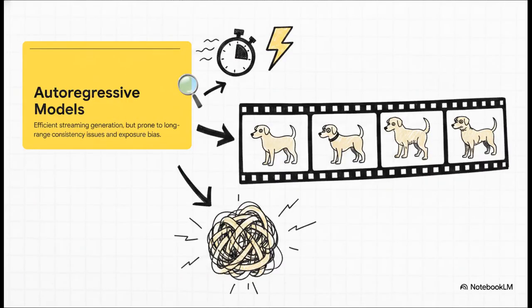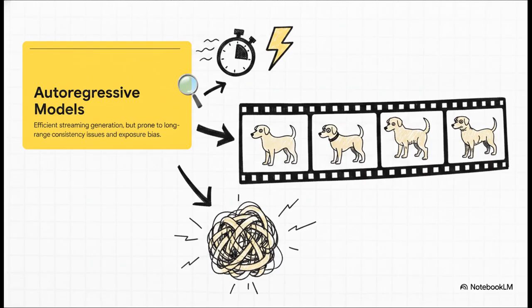Then, over in the other corner, we've got autoregressive models. These are your speedy improvisers. Instead of obsessing over the whole video from the jump, they generate it sequentially, frame by frame or chunk by chunk. They literally just look at the frame they just made and guess what the next one should be. This gives you incredibly efficient streaming generation. I mean, you can basically watch the video pop up in real time.